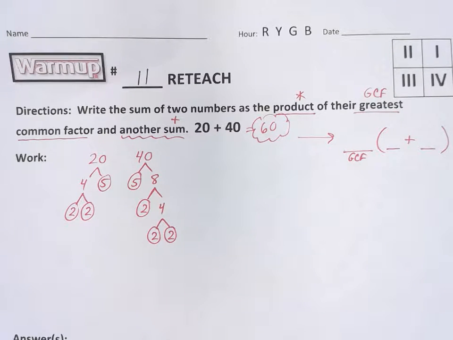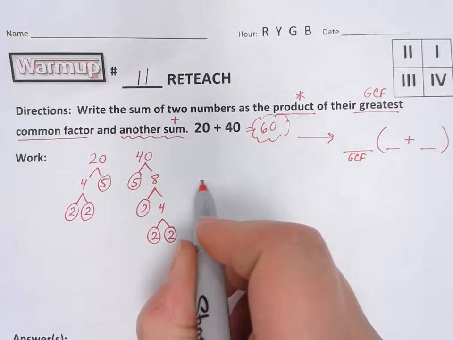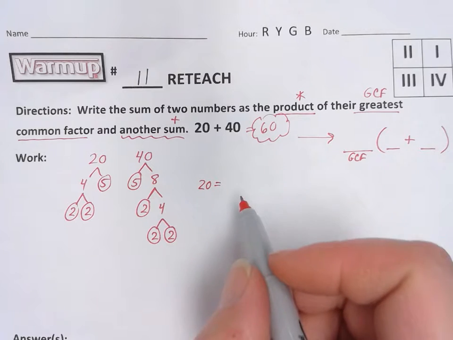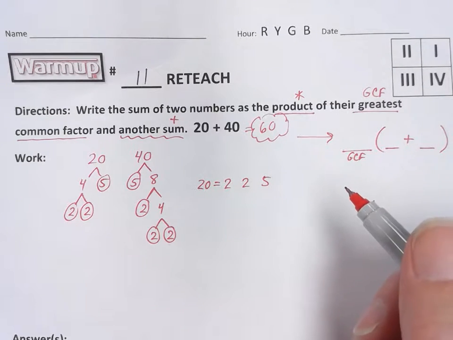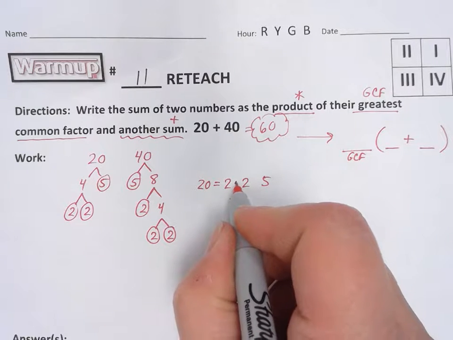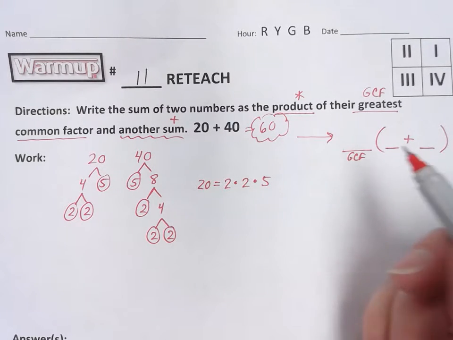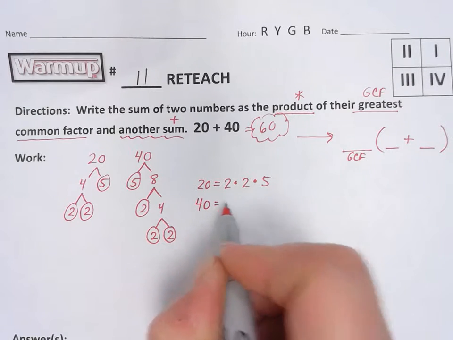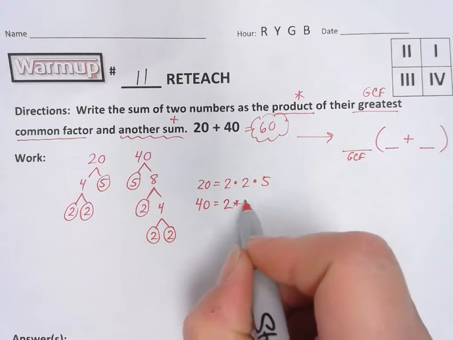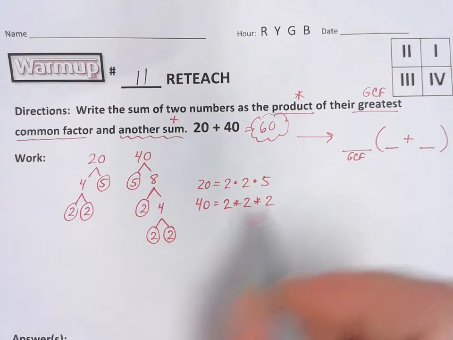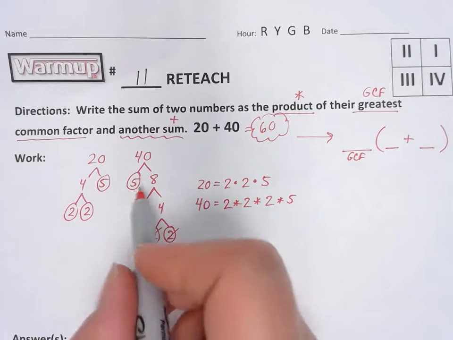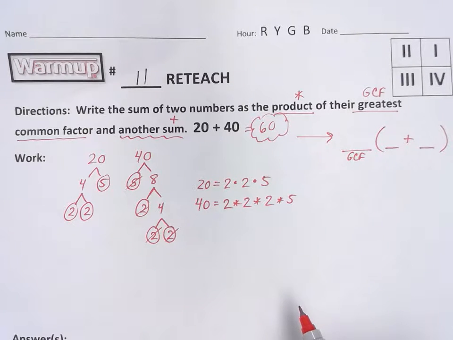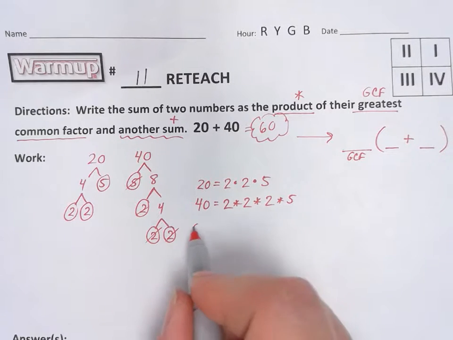With all good trees, we should, yes, chop them down, or maybe line up our factors. So I could say 20 is the same as 2, 2, and 5. And remember, because these come from factorizations, we use multiplication. 40 then is the same as 2 times 2 times 2 times 5. Looks like I have all of my factors here for 40.